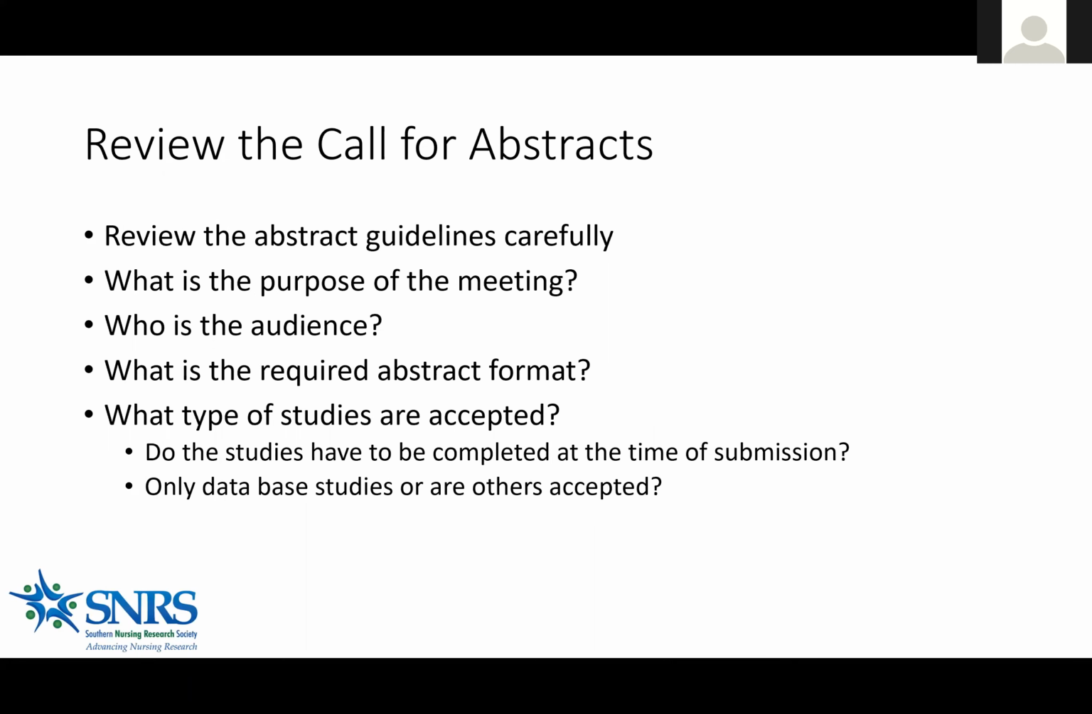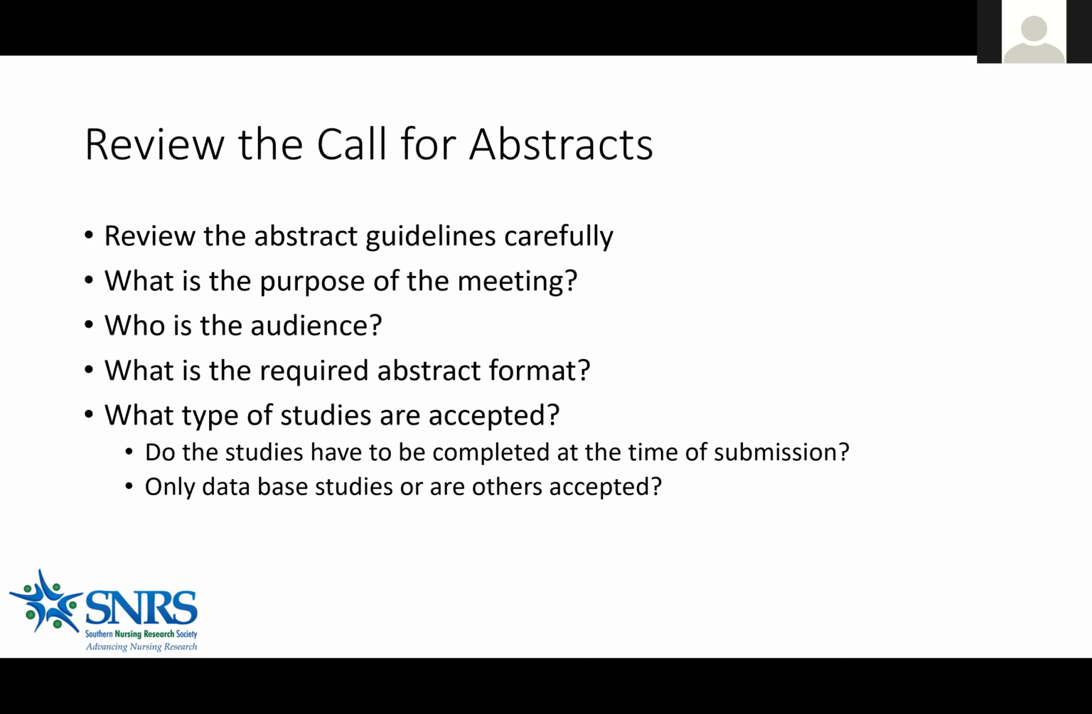So we're going to start with the first step really in writing an abstract. The first thing you want to focus on is reviewing the call for abstracts. Find the specific information that you find when there's a call for abstracts for that particular conference. And you want to review the abstract guidelines carefully. You want to consider the purpose of the meeting, and does the purpose of the meeting align with your research study? Who is the audience? So who will be attending this conference? And how would you want to focus your abstract to meet the needs of the audience?